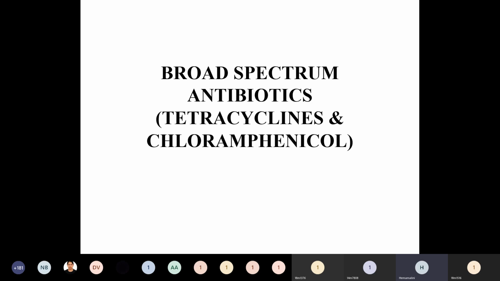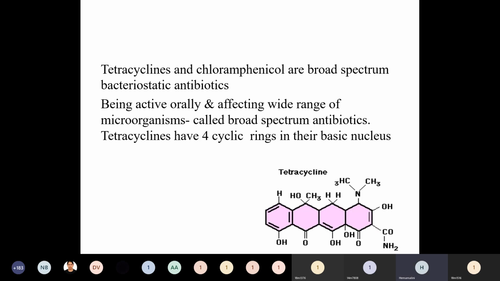Good morning all. Today's class will be about broad spectrum antibiotics. The name itself indicates broad spectrum means they act against a wide spectrum of antimicrobials. Under this there are two drugs, tetracyclines and chloramphenicol. Tetracyclines and chloramphenicol are the broad spectrum antibiotics. They are very active and effective against a wide range of microorganisms. That is why they are called broad spectrum antibiotics.